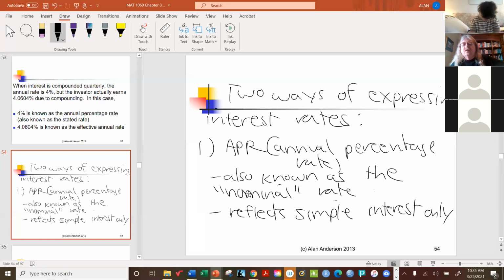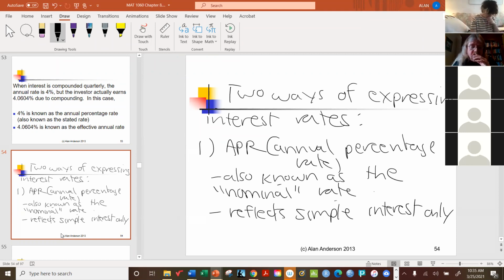And here's an important note. Sometimes this is known as the nominal rate. They both mean the same thing. And what this is all about is that this rate tells us how much simple interest we're being paid or we are paying if we are borrowing. All right, so APR is simple interest only.